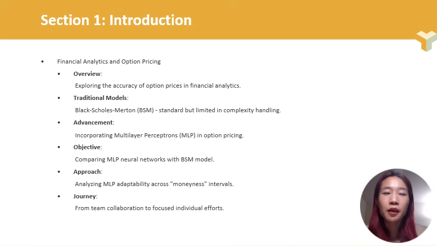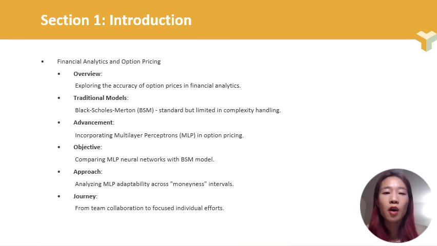I am excited to share our exploration into the realm of financial analytics, particularly focusing on the accuracy of option pricing models. Historically, the Black-Scholes model has been a cornerstone in this field. Despite its widespread use, it has notable limitations, especially in handling complex market behaviors that deviate from its underlying assumptions. Our study marks a significant shift from this traditional approach by integrating advanced computational techniques, specifically multilayer perceptrons or MLPs, into the realm of option pricing.